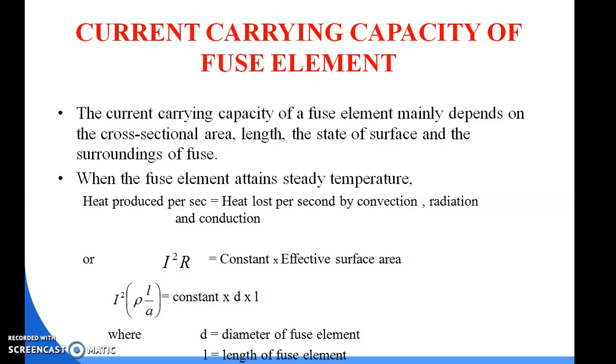Remember the point, we know that R is equal to rho L by A, because the law of resistivity says that R is directly proportional to L and inversely proportional to 1 by area. So R is equal to rho L by A. I square R is equal to constant into effective surface area. In the place of R, you put rho L by A. Effective surface area means D into L, the diameter and length of the fuse element. That is the important thing.